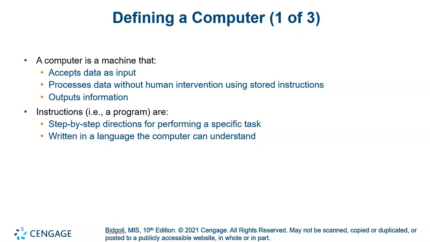Well, it's a machine that accepts data, inputs and outputs. Whatever the machine gives us, it processes with little or no human intervention, and then it gives us an output. And it does that with instructions. That's the programs. These are step-by-step, very clear directions for that computer to understand the task at hand. And they're written in a language the computer can understand.